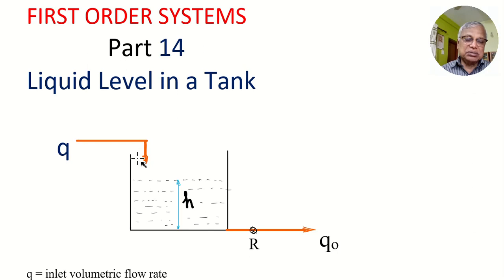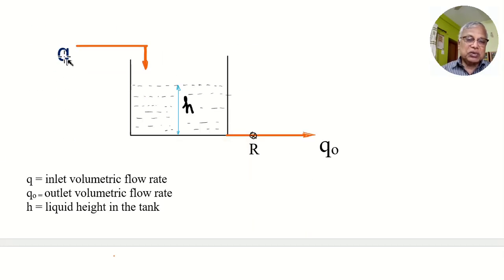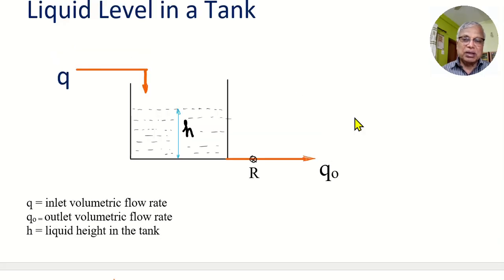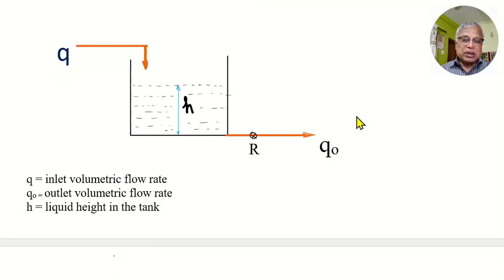So, let us consider a simple tank through which a liquid is flowing in and flowing out. It's a tank of uniform area of cross section. The area of cross section A is constant. Q is the inlet volumetric flow rate, Q0 is the outlet volumetric flow rate, and H is the height of the liquid at any instant in the tank. The outlet can be anything. It can be a pipe, a pipe fitted with a valve, or a weir or a notch.